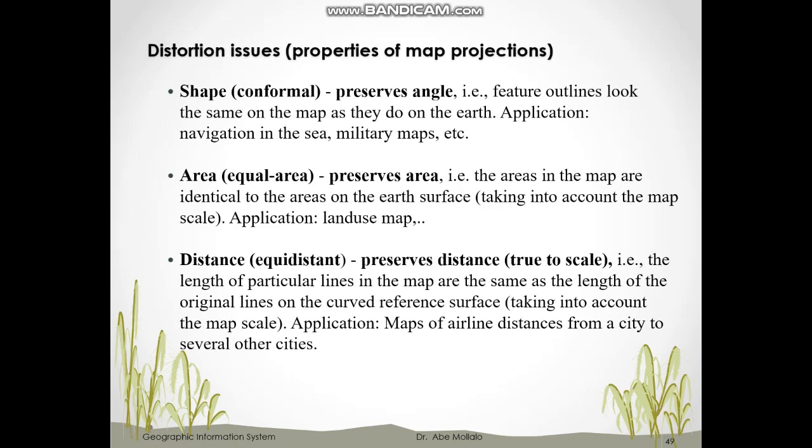So map projections can be classified into three categories: conformal, equal area, and equidistance. Conformal can preserve angle, shape, or direction of geographic features, and feature outlines look the same on the map as they do on the Earth. So this type of projection is very good for visualization, but sacrifices distance and area. An application of conformal is navigation in the sea or ocean, because conformal projection preserves the direction, or in military purposes, where direction and angle are more important than the area or distance. This is an application of the conformal projection, okay?